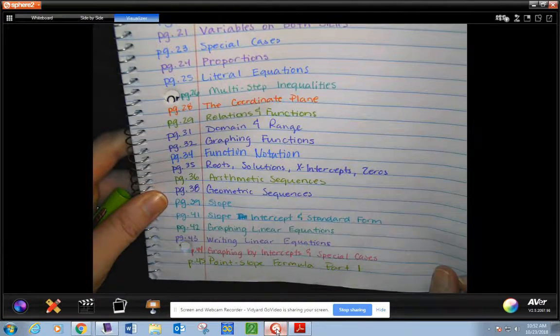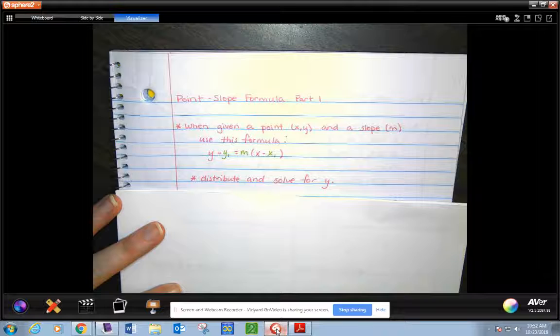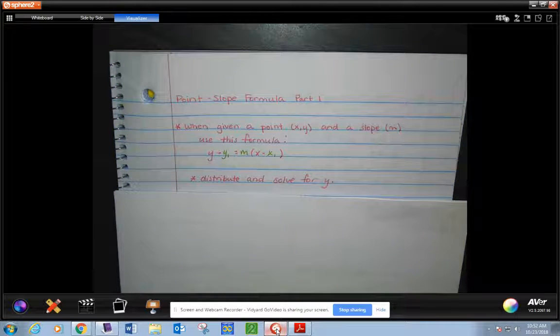It is something that looks really hard, but it is so fun and you guys are really going to like it. So if you turn to page 45, at the top go ahead and write point slope formula part 1 and go ahead and write these notes right here. We're going to go through them with you and then we'll get started.